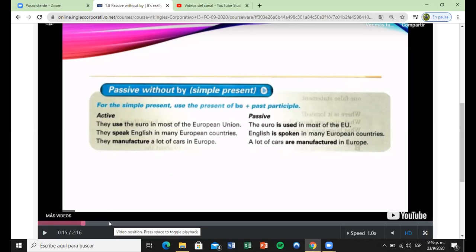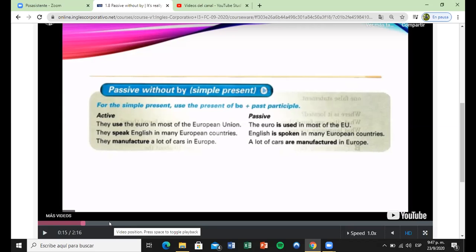Sorry, but I don't know the right way to say manufacture and manufactured. Okay. The first one: they manufacture a lot of cars in Europe. And the second one: a lot of cars are manufactured, with the D, in Europe. Now, the difference: present, manufacture; past, manufactured. Only the D is the difference in the pronunciation. Is that okay? Yes, teacher. Thank you. You're welcome.